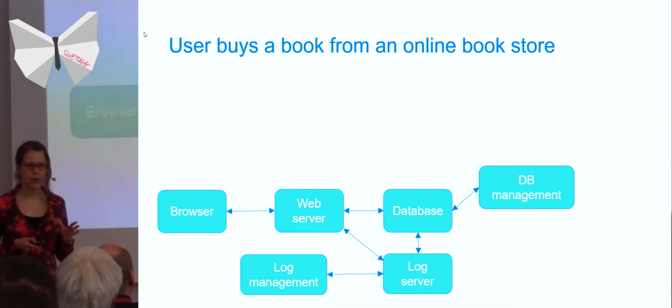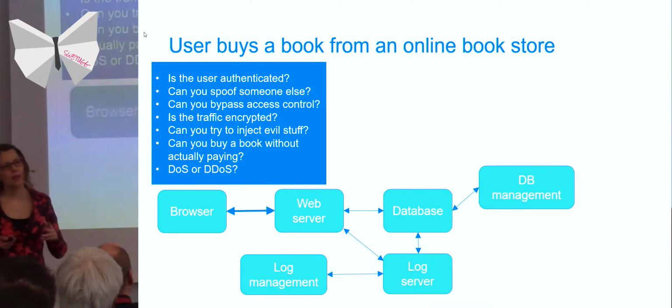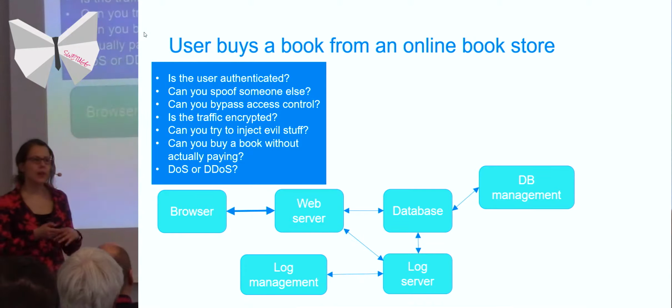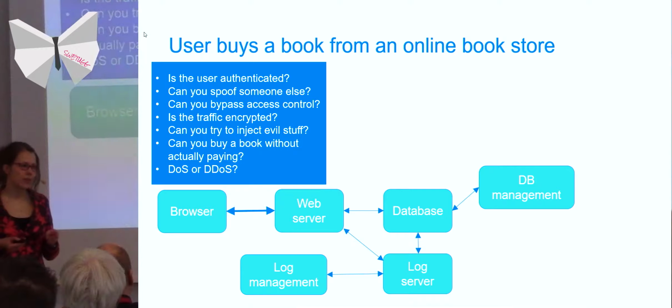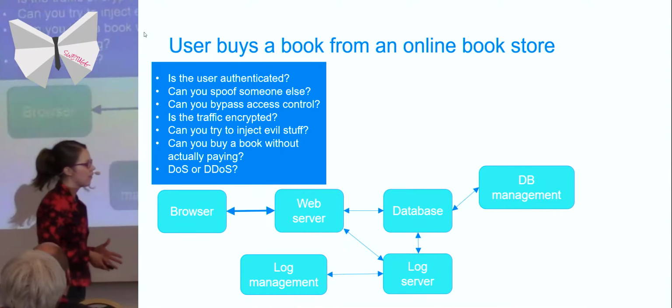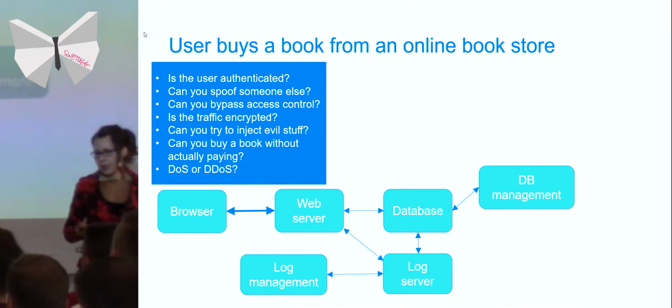Let's start with the browser and the user interacting with the server. Things you can ask: okay, is this user authenticated? If there should be, logged into their account? Or could they spoof somebody else, acting on someone else's account? Can they bypass access controls? Is the traffic encrypted, by the way? Can somebody see all the traffic that happens? Can you try to inject evil stuff? If there's a form, you can enter numbers and text. What else can you put there?